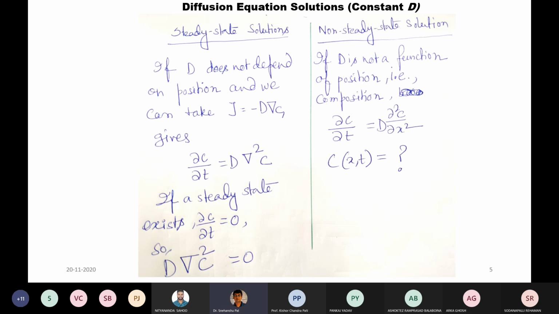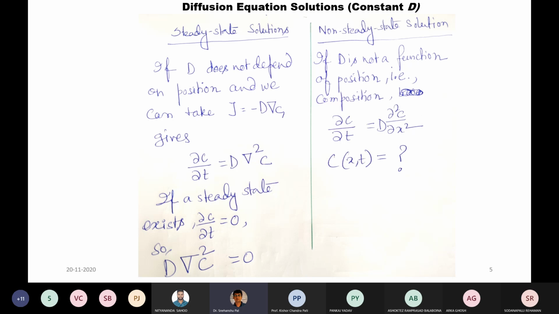Now we are going to understand what will happen with the non-steady state solution. If D is not a function of position only, or composition, it also determines the concentration as a function of position as well as time. Now you have to find C of x comma t. For that, since this is an unsteady state, you have to go for initial as well as boundary conditions, both are required, because you have to solve the scenario such that you know how concentration varies with space and with time. So now the scenario is different, and del C by del T is no longer equal to 0.